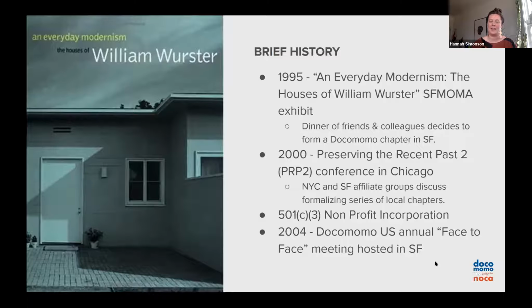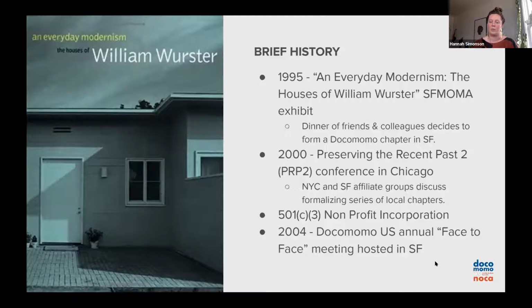And they attended the Preserving the Recent Past conferences. I think it was after the Chicago one or at the Chicago one. I could be getting this wrong. It might have been PRP 1. The San Francisco group met up with the people who were involved in early Docomomo US in New York City, and discussed formalizing these series of chapters under the Docomomo US umbrella. And I think it was in the 90s, we were incorporated as a nonprofit and have had that status since.